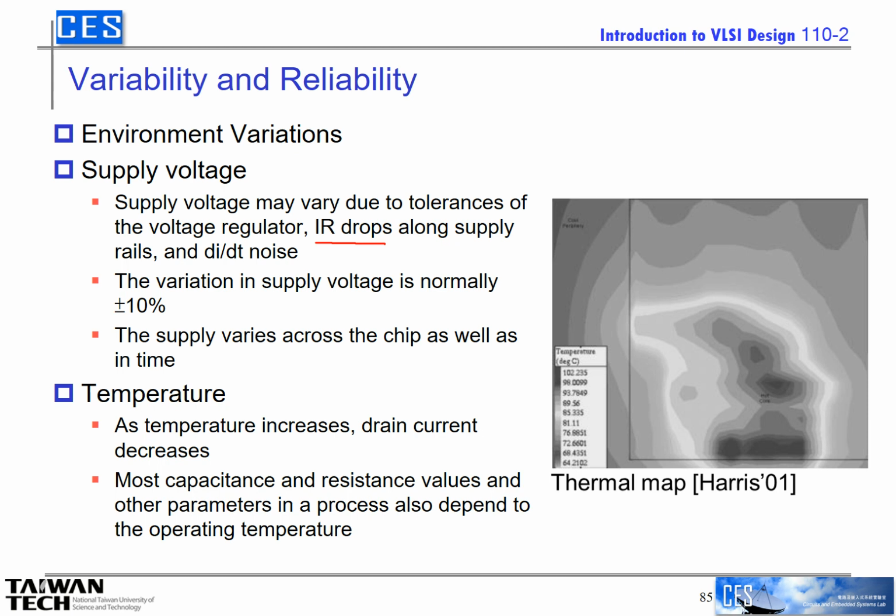And another is, as we mentioned, the temperature. As the temperature increases, the drain current decreases. So we can use what we call the thermal map to analyze the temperature throughout the circuit, and to analyze what will occur, or why it might occur, at different temperatures. So we have to do this analysis.